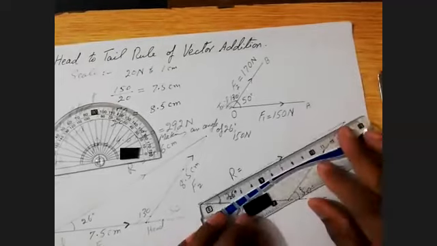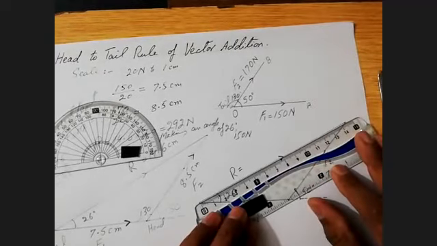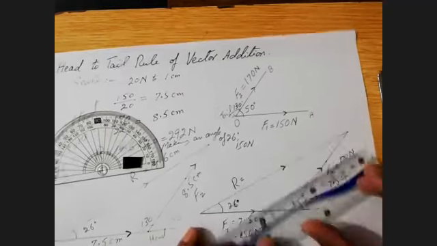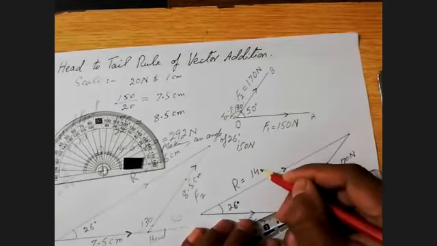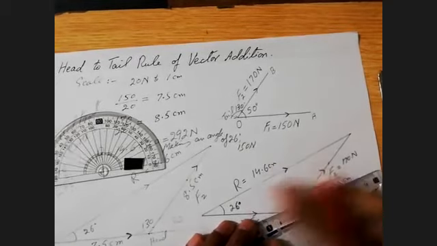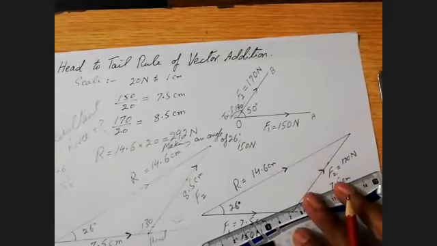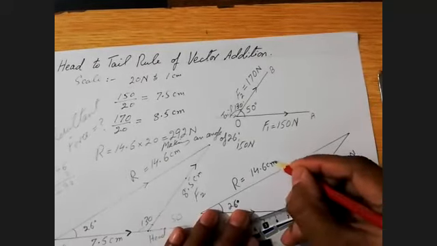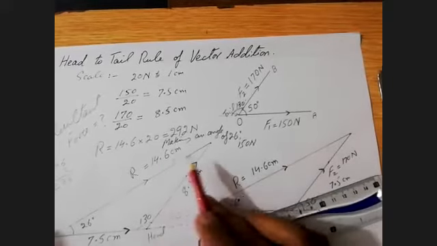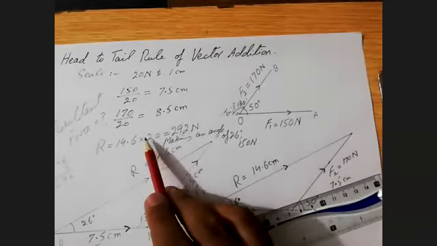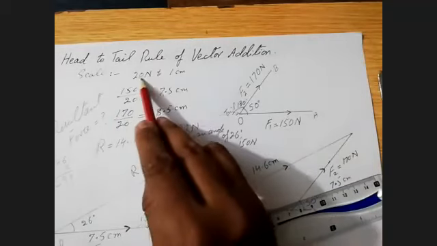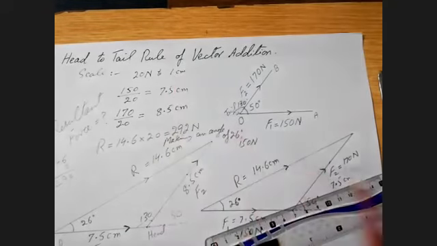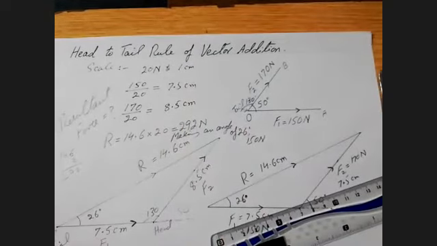First of all, you have to measure the length of this resultant, which is almost 14.6 centimeter. This is the length of the line representing the resultant force, the combined effect of these two forces. As I told you, this resultant will be multiplied by the scale which you have already chosen. I have chosen the scale 20 Newton to 1 centimeter. As I told you in the beginning, you can choose any other scale.